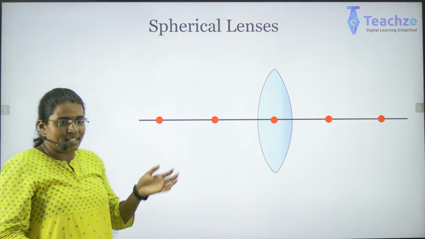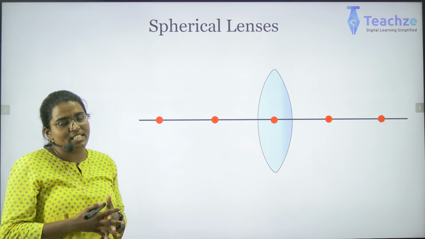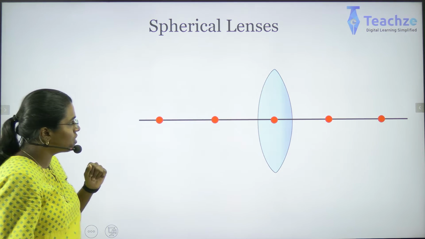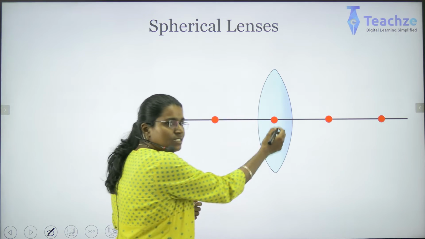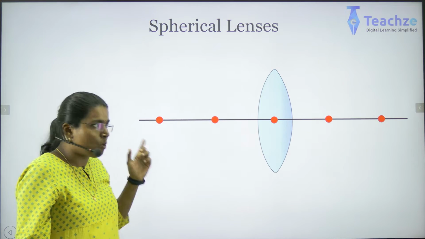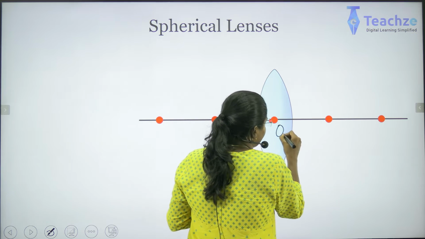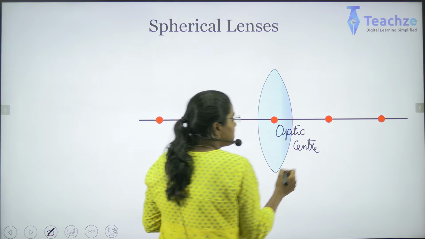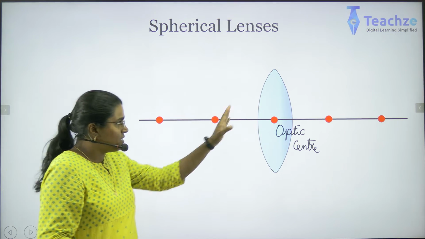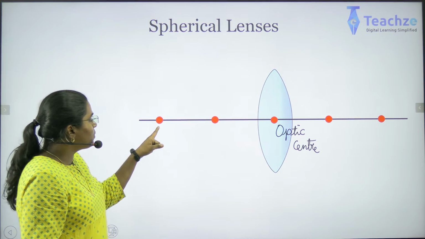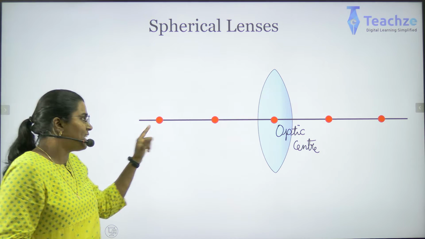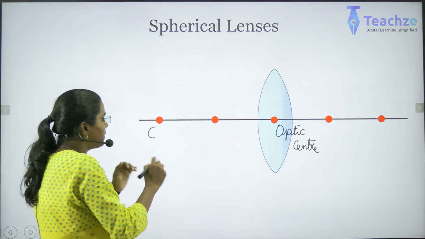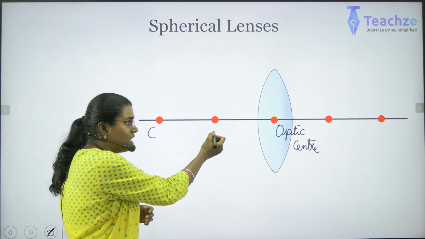So now, again, the basic terminologies of the lenses. We saw the basic terminologies for the mirrors, right? So we'll see the basic terminologies. What would be this? The center point? It was pole there. It is optic center here. Optic center O is the center of the lens. What would be this point? Yeah, the center of curvature, right? So we saw center of curvature there, C.